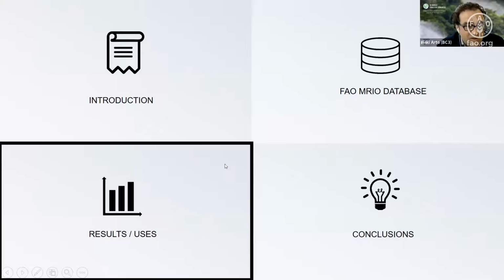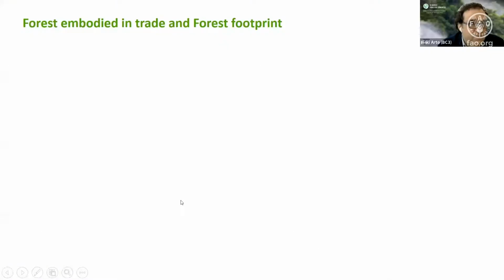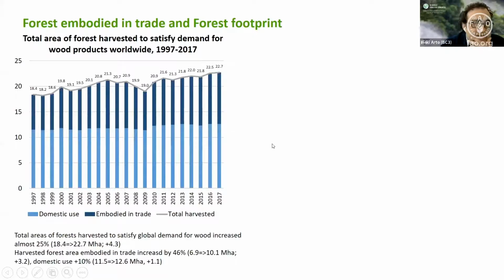Just to illustrate some of the possible eventual uses of these databases, we have prepared a couple of examples of the indicators that we can calculate from the database. First, we have some results for the forest embodied in trade and the forest footprint. For instance, in this chart, we can see the evolution of the total area of forest harvested worldwide to satisfy the demand for wood products for the period 1997-2017.